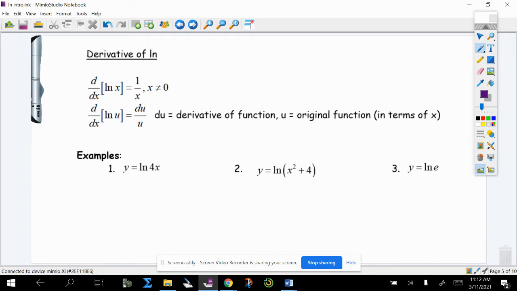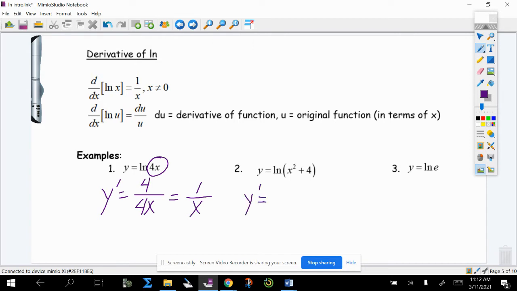So I have some really basic examples here, to take you through some different options that you could see as you're practicing these. We do tend to stick a lot with natural logs that are relatively simple. My first one, I have the natural log of 4x, so it's going to be the derivative of 4x over 4x. The derivative of 4x is 4, over 4x. You can do basic simplifying. You can cancel the 4's to get 1 over x.